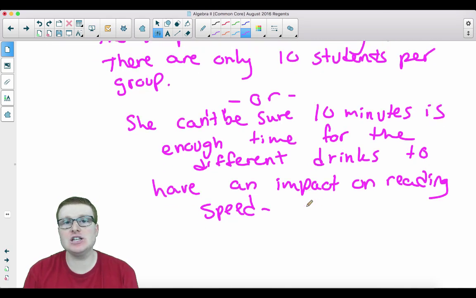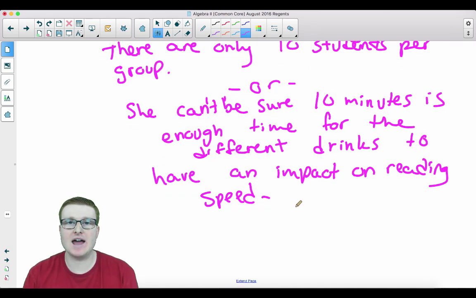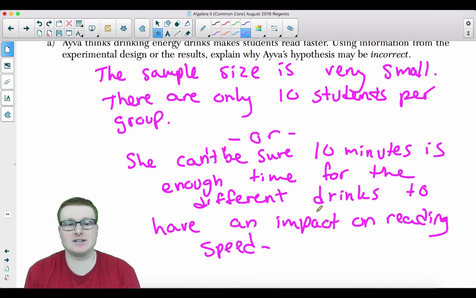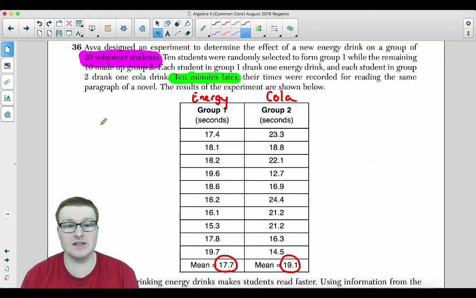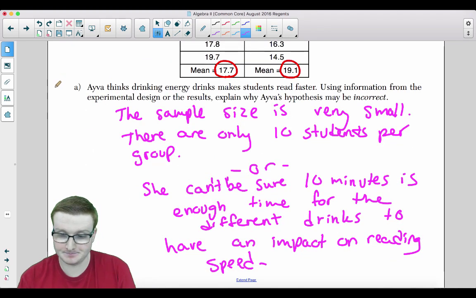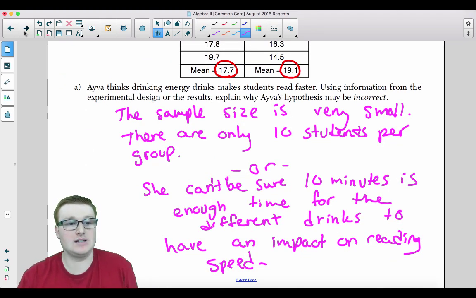And how does she know scientifically that Coca-Cola could kick in maybe a little bit later, maybe 20 minutes later, as opposed to the energy drink? Maybe they'll read faster 20 minutes from now. Who knows? So that's what makes her hypothesis incorrect. And you just need to think like that in order to get that question correct. Okay? Now, moving on to this over here.